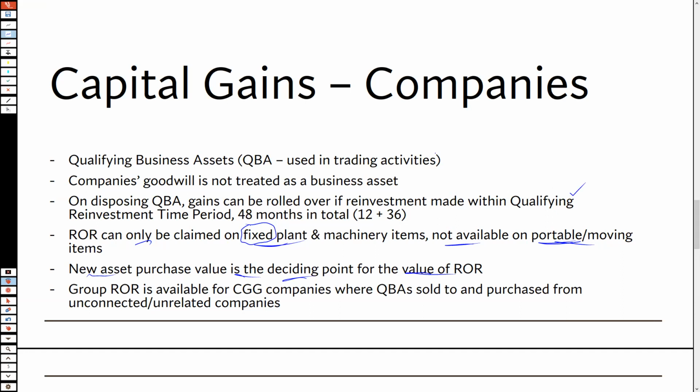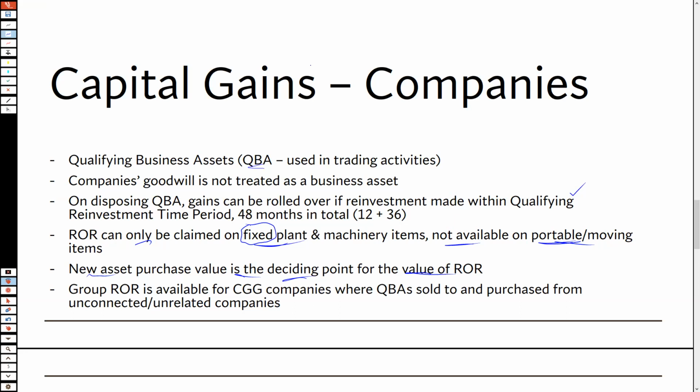The asset sold should be the qualifying business asset, and the asset purchased should also be the qualifying business asset. Means both should be business assets. The investment should be made within the qualifying reinvestment time period. Rollover relief would be available on fixed plant and machinery items, not on movable or portable ones.